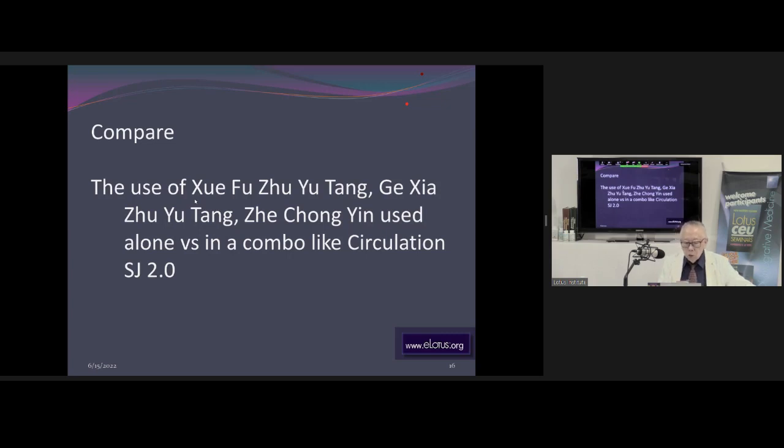Ge xia zhu yu tang, if you can read Chinese, that would be better. Ge means diaphragm, xia means under or beneath. So it's in the middle jaw. Ze chong yin is for all kinds of organ pain, internal pain. Use along with a combo like this. Just put them all you want. Use one of them, it's fine. Put together, they are stronger.